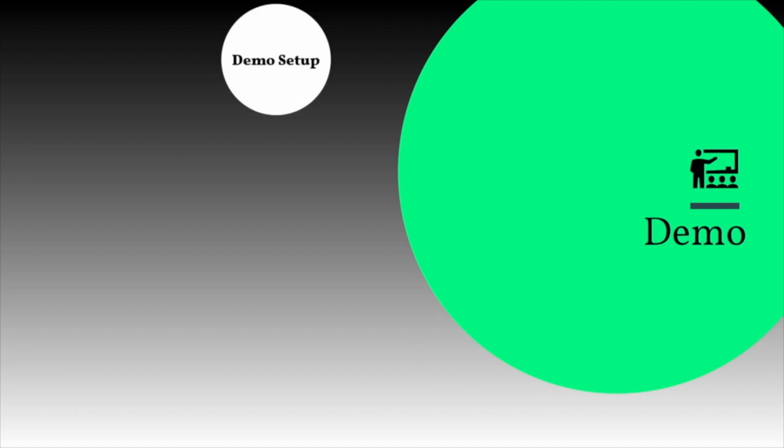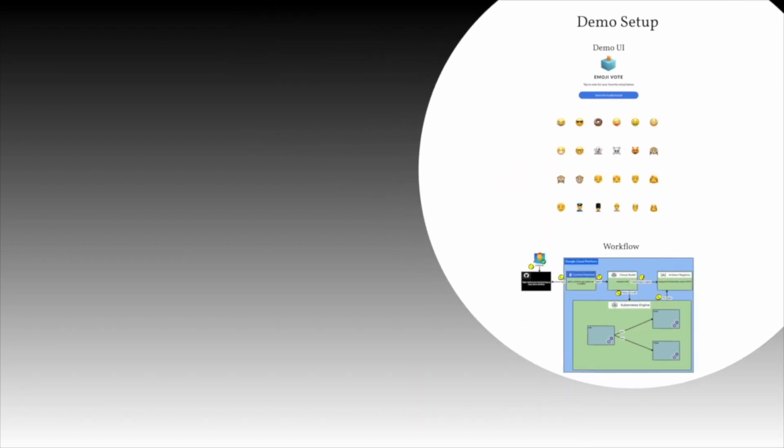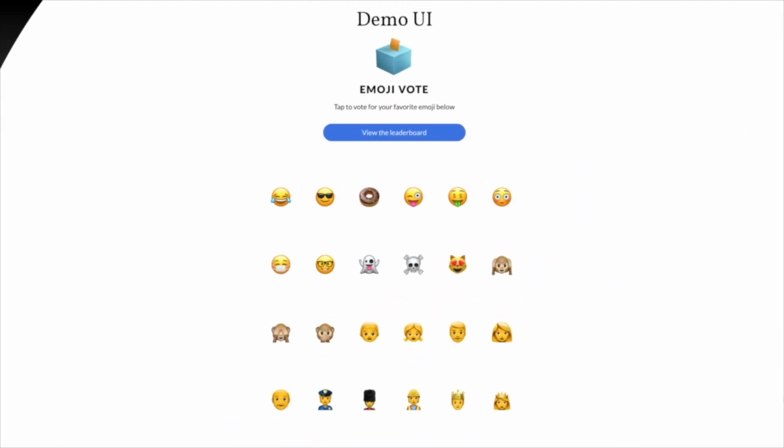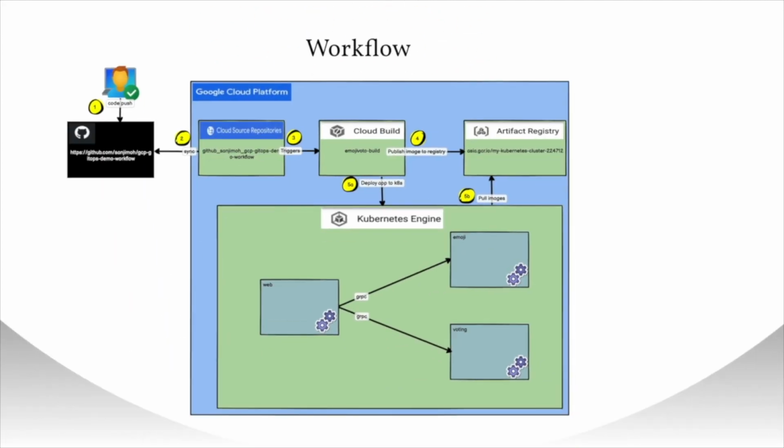Let us now see things in action. We will use this demo UI, emoji vote, to show Telepresence in action. This UI shows a list of emojis and lets you vote for your favorite emoji. We will first see the existing GitOps workflow, taking Google Cloud Platform as an example. The developer first makes a change based on a requirement and pushes these changes to the GitHub repo. This then triggers the GCP GitOps workflow.